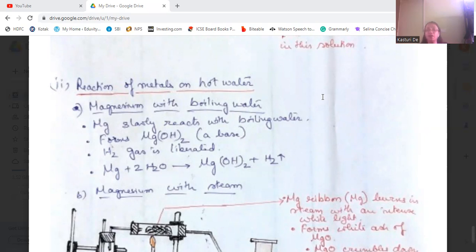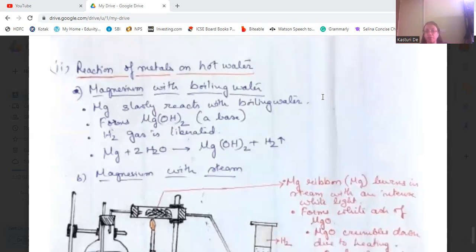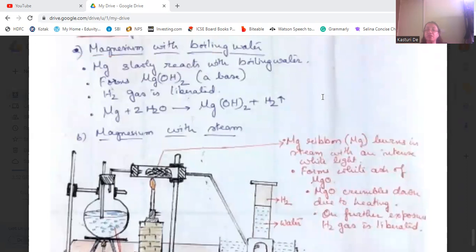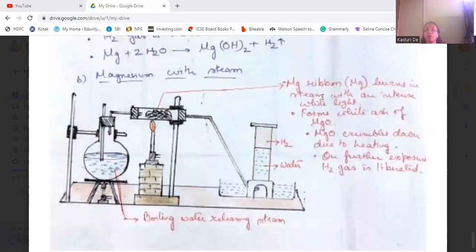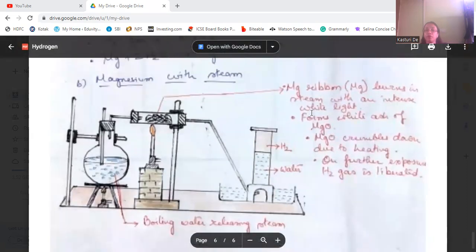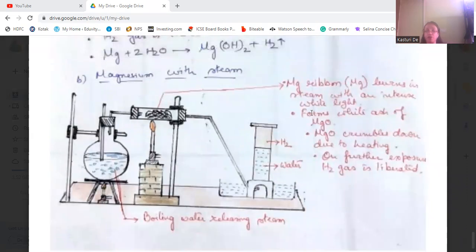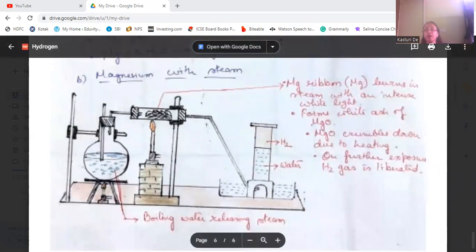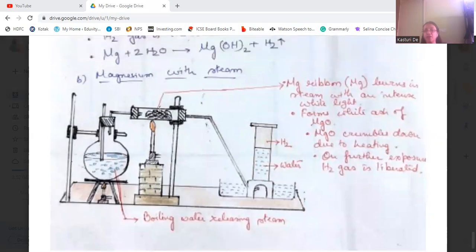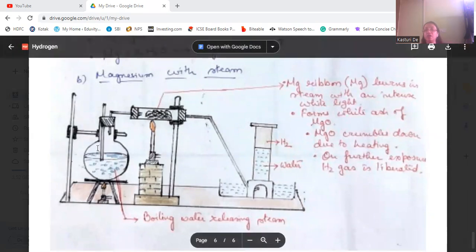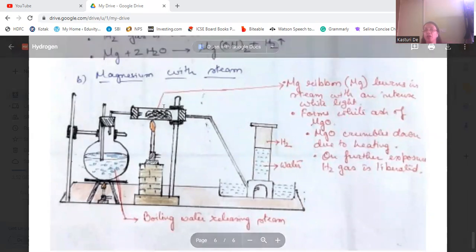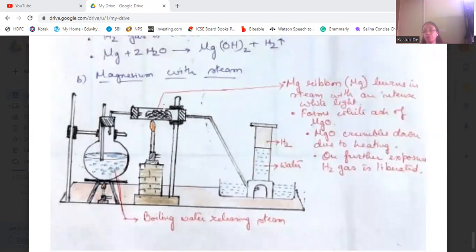So the reaction stands like this: magnesium plus 2H2O forms magnesium hydroxide plus hydrogen liberated. Now with steam, this reaction becomes faster. If we keep magnesium ribbons, this is the apparatus which we use for magnesium to liberate hydrogen. The magnesium ribbon is kept in this tube, and the water is boiled here, the steam is liberated, which moves into this place where the magnesium ribbon is being kept.